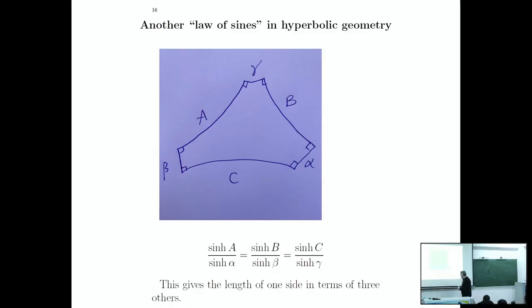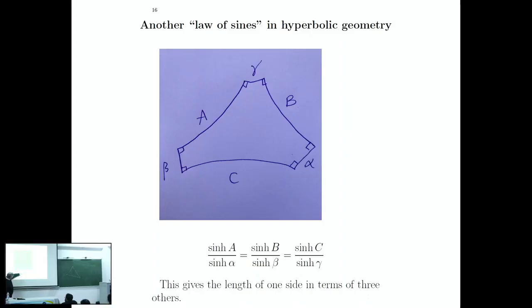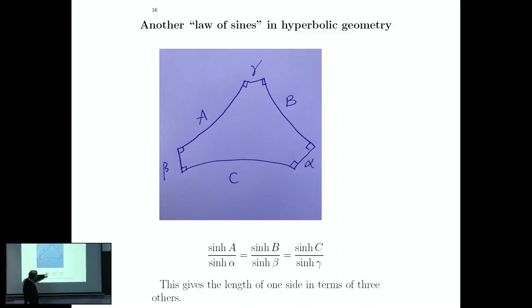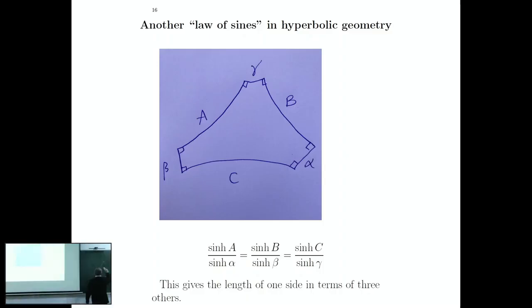But this law of sines is important because it tells you that you can get the side A from three other sides, which are alpha, B, and beta. From the three sides of this right-angled hexagon you get this other side A. And this is a general rule. In fact, it's not only this formula. Let me write it here.